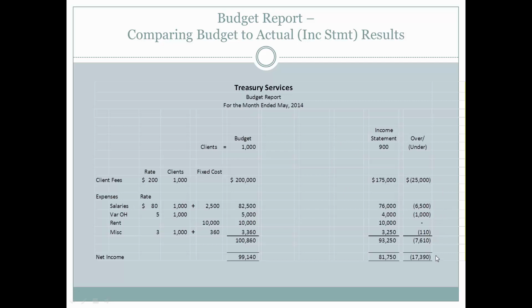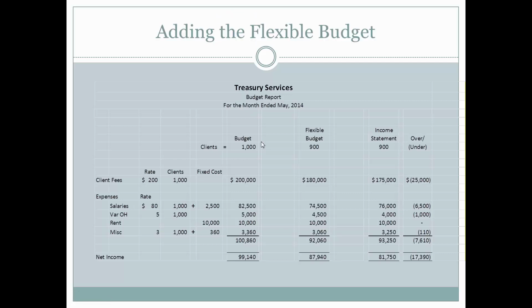So in order for a manager to be able to explain this, some of this difference should be associated with the fact that they saw 900 clients as opposed to 1,000 clients. By using the flexible budget, we can help to isolate that. So now let's look at how we calculate a flexible budget. The flexible budget would be based upon the actual volume. So it's 900. This is the flexible budget, 900.